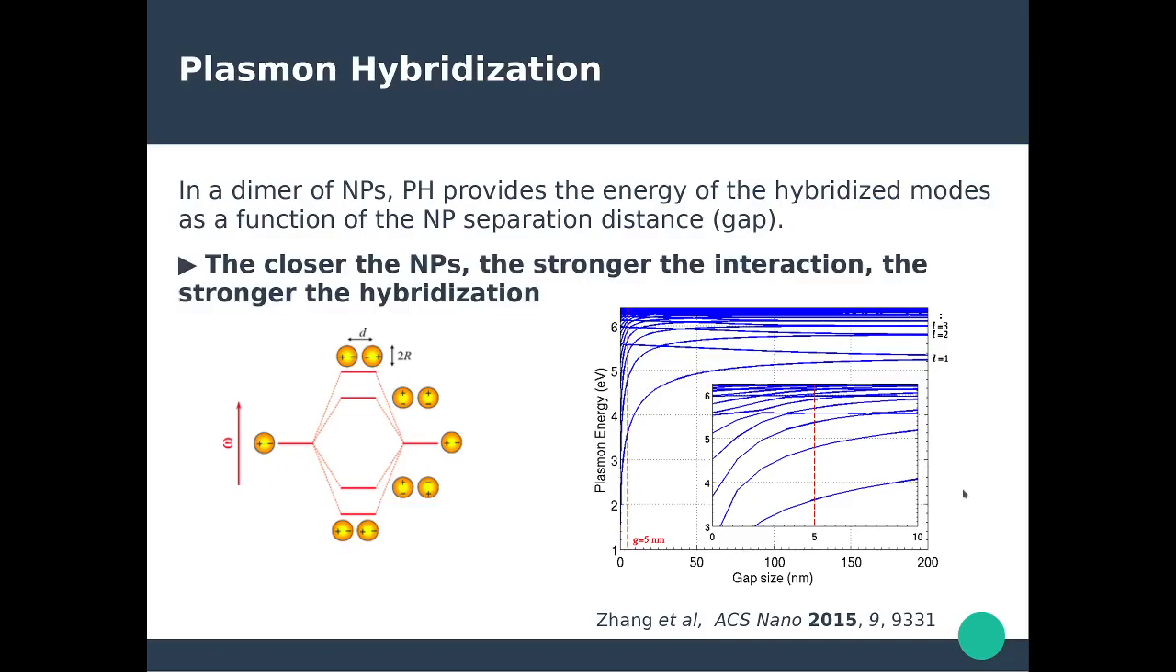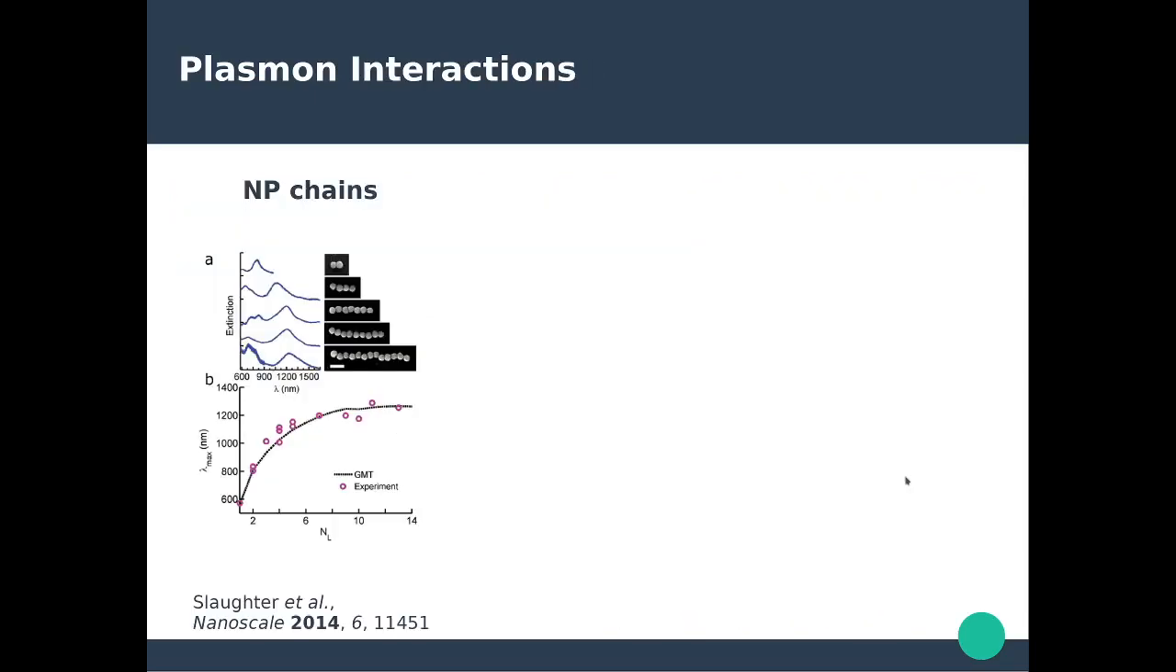So the closer the nanoparticles, the stronger the interactions, and the stronger the hybridization, the larger the spectral shift. So you can really engineer the optical properties by playing with interactions between nanoparticles. And this is what people have been doing when looking at different types of configurations. If you have just a dimer, you have a certain type of optical response, and if you place multiple nanoparticles and start forming longer chains, you see that you start modifying the optical spectrum.